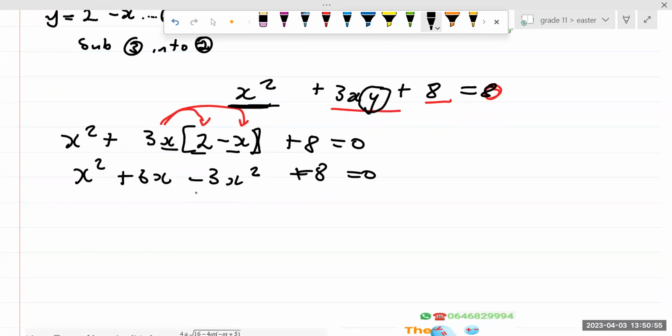The like terms. Okay, what are the like terms? x squared and minus 3x squared. Here there's a 1 if they didn't write anything. So we have 1 minus 3. What is going to be 1 minus 3? Minus 2. So we have minus 2x squared, and then here we have plus 6x plus 8, which is going to be equal to 0.